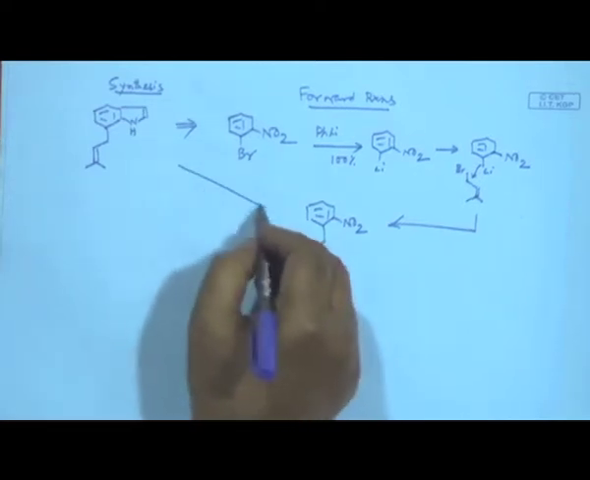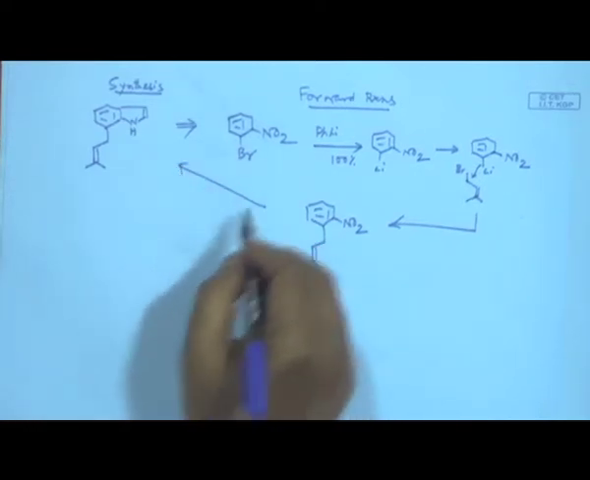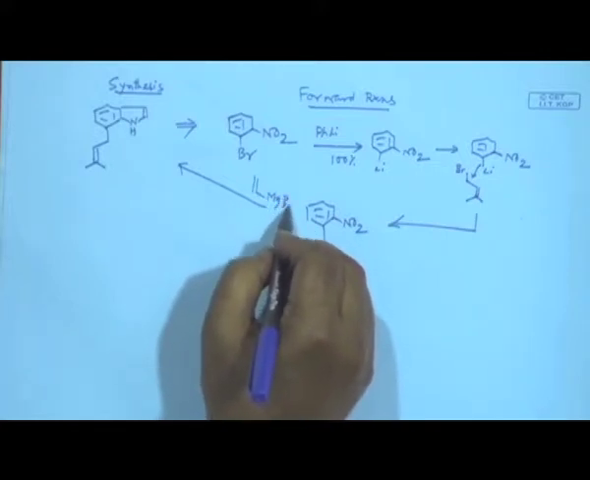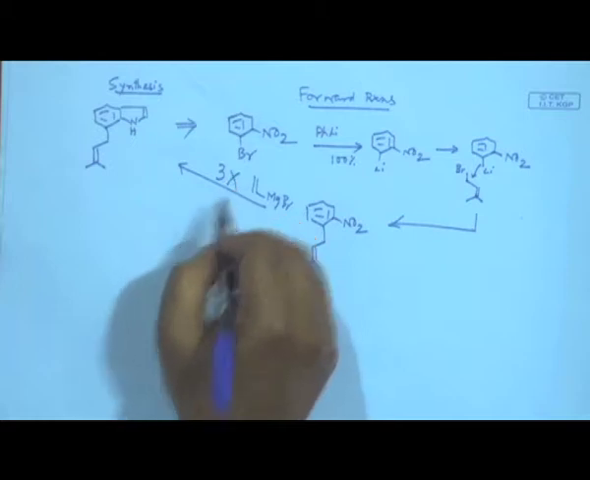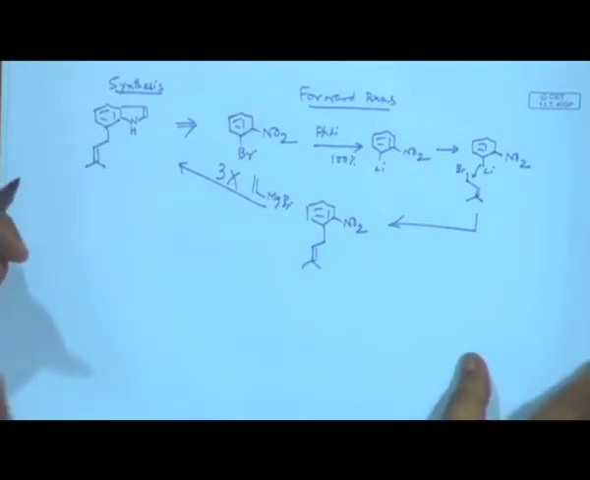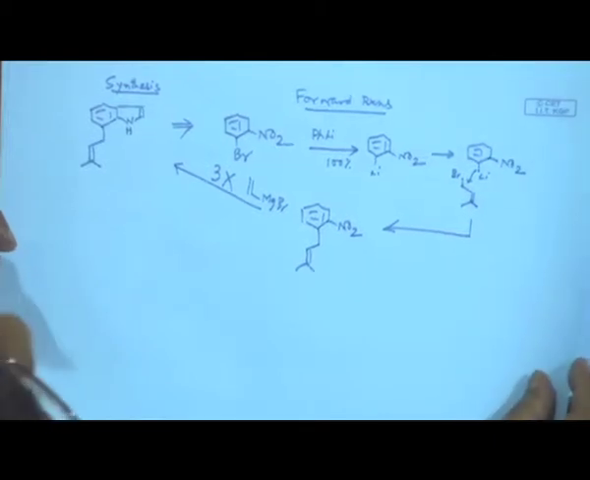the next step is quite easy, right. Next step is very easy. What is that? Vinyl magnesium bromide. So, 3 equivalents of vinyl magnesium bromide, you can straight away go to this material. Okay. So, this is from the last class.